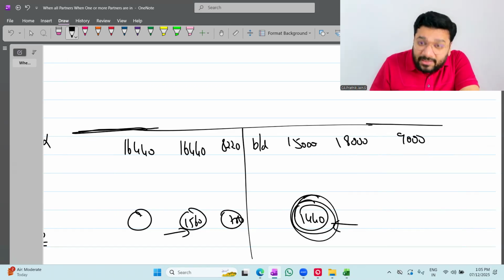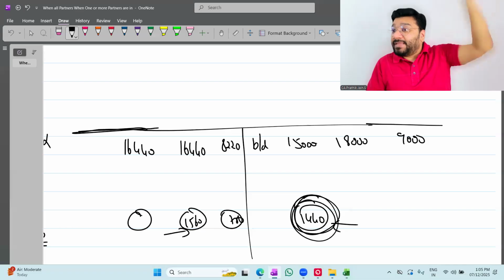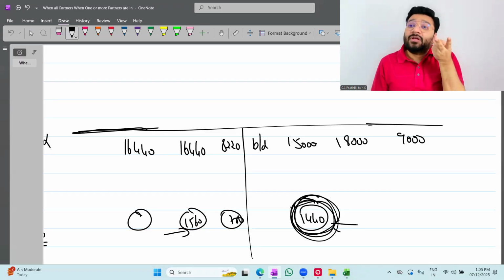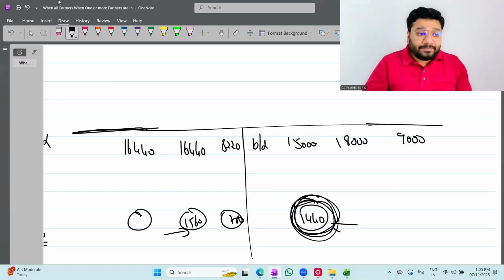You have to take some assumptions here. We believe that A will not bring this money. So this deficiency, we have to shift on whose side? Solvent partner side. So what is the entry for that?